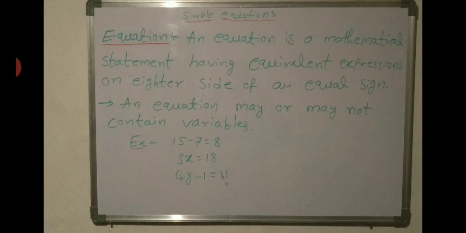For example, 15 minus 7 equal to 8 purely contains only numerical values and does not have any variables. The equation may or may not contain variables. That's why we have to remember that we have numerical equations and we also have algebraic equations.